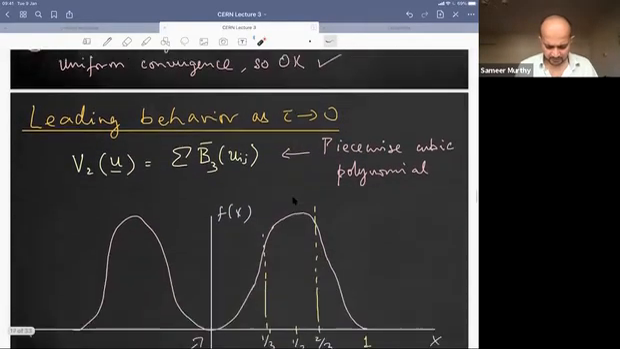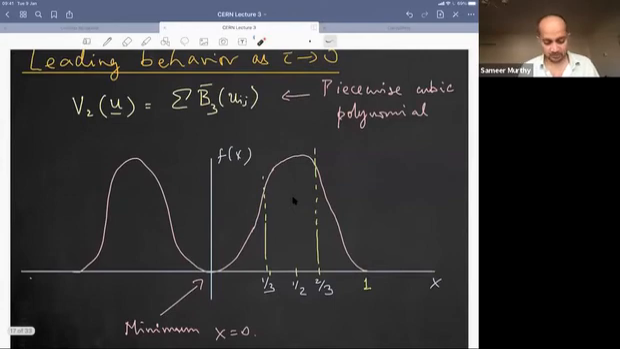Now let's look at the leading behavior. The leading behavior is 1 over tau squared times this function, which I call V2, a piecewise cubic polynomial. Here I plotted it, not very well. It looks like that. And it's clear that the minimum here is at x equal to 0.